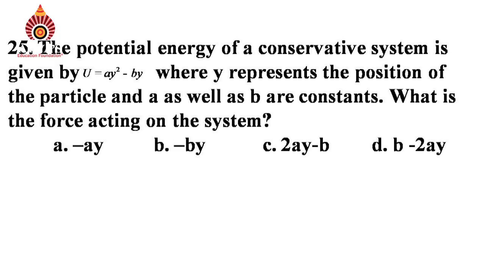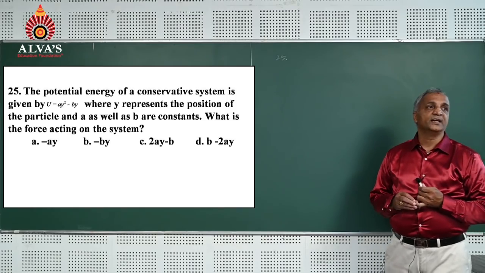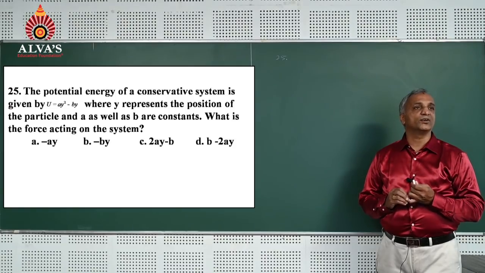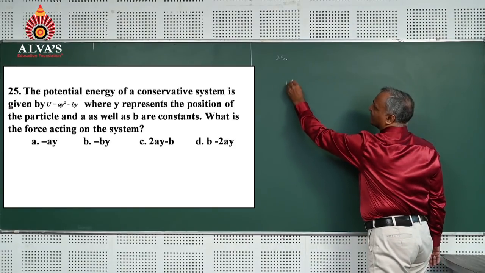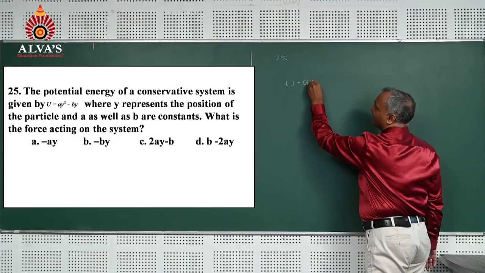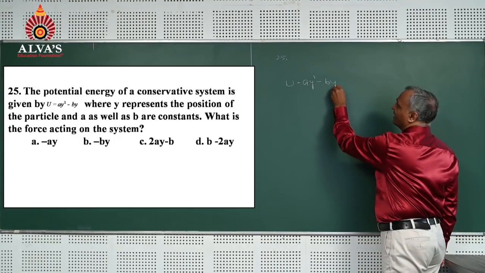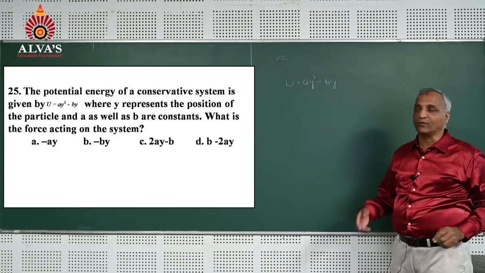The potential energy of a conservative system is given by U is equal to A y square minus B y, where y represents the position of the particle and A as well as B are constants. What is the force acting on the system? In the problem, it is given that the potential energy is A y square minus B y. And I want to find out the force acting.